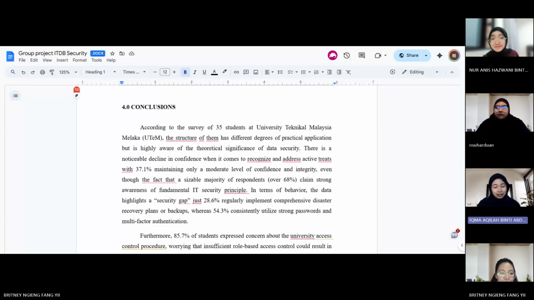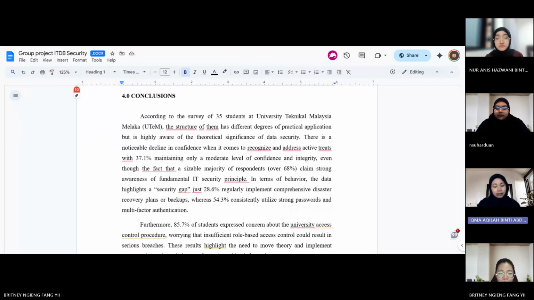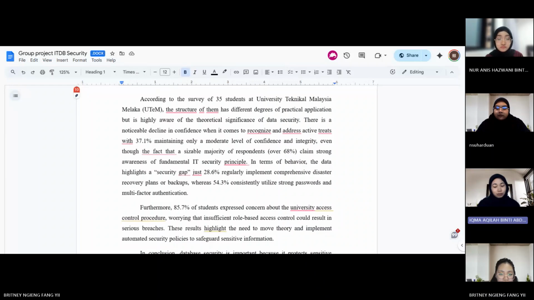For the conclusion, according to the survey, the students show different degrees of practical application, but are highly aware of the theoretical significance of data security. There is a noticeable decline in confidence when it comes to recognizing and addressing active threats, with 37.1% maintaining only a moderate level of confidence, even though a sizable majority of respondents, over 68%, claim strong awareness of fundamental IT security principles.